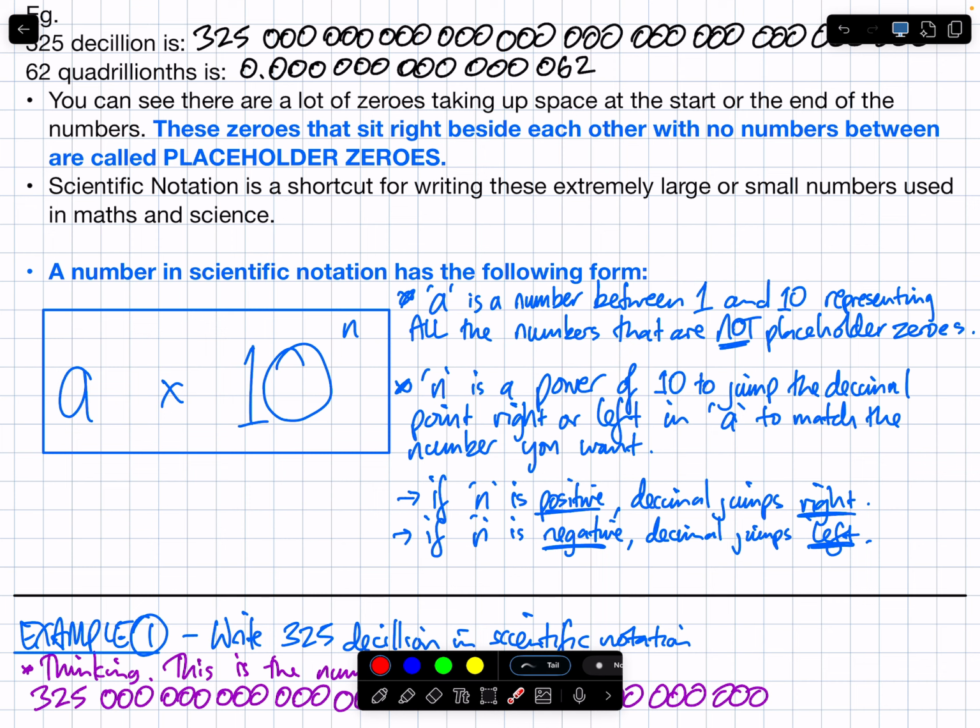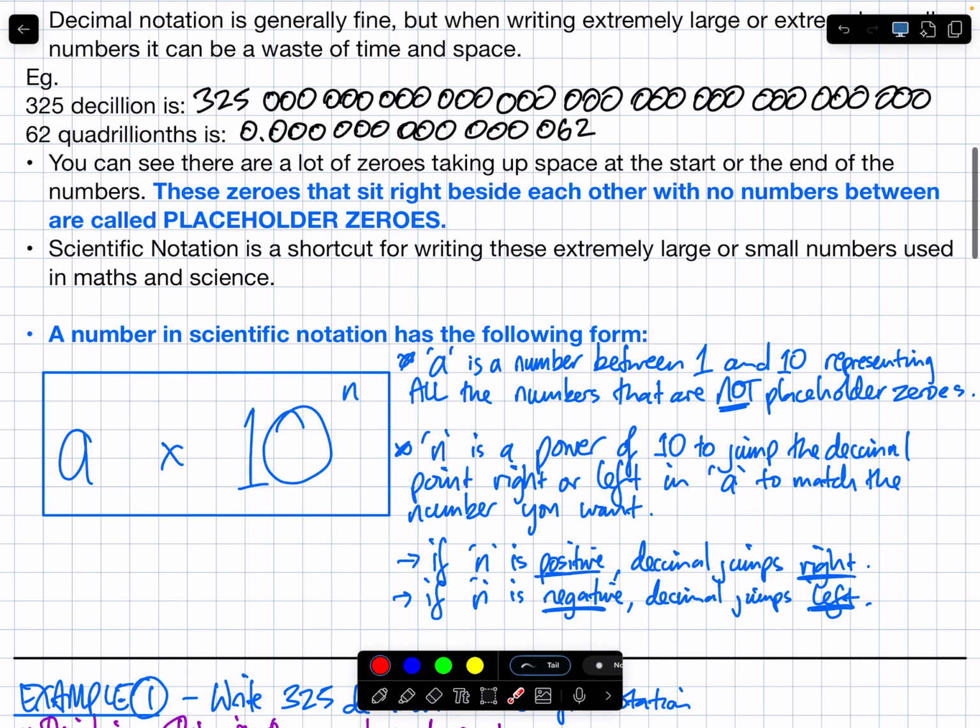So scientific notation: A times 10, always times 10 to the power of something. What is A going to be? A has to be a number between 1 and 10, and it represents all the numbers that aren't your placeholder zeros.